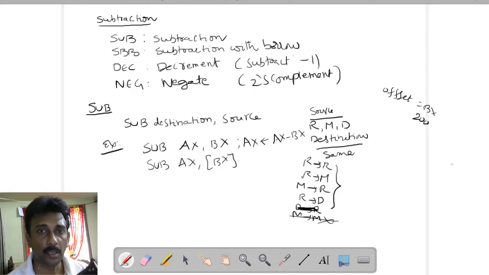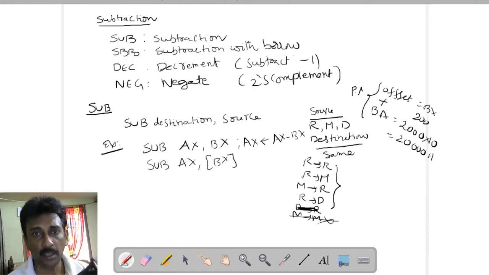This is an offset, so we need a base address or segment address. Assume the base address is 2000. Then we multiply this 2000 by 10H, which gives 20,000H. To access the 1 MB memory, we have to add base address plus offset, then only we get a physical address. So 20,000 plus 200, that is 20,200, is the final value. This is the memory location.